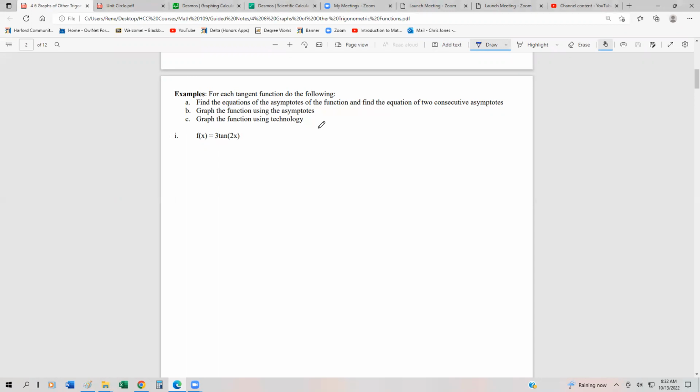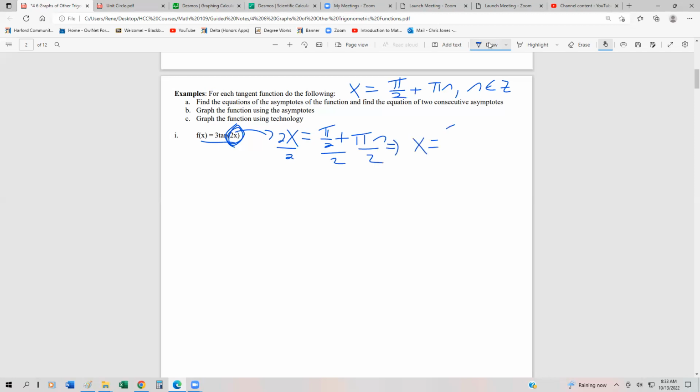Recall that the tangent function has asymptotes when x is equal to pi over 2 plus pi n, where n is an integer. And so for us to find the equations of the asymptotes, we're just going to set the interior function of the tangent equal to pi halves plus pi n. That means that the equation of the asymptotes for this function, 3 tangent of 2x, is going to be 2x equal to pi halves plus pi n. To solve for x, we're just going to divide everything by 2. And so x is going to be equal to pi over 4 plus pi n over 2, where n is an integer. So this is the equation of all the asymptotes of the tangent function.